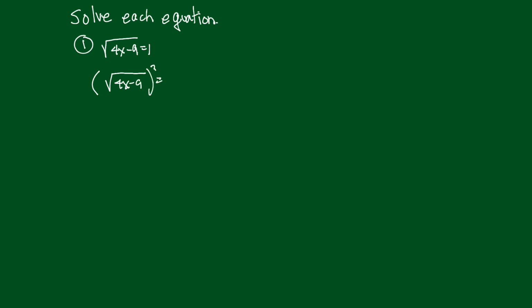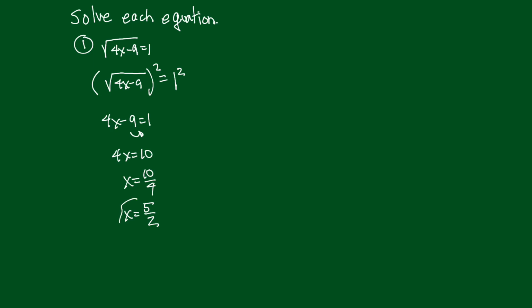All right, so what I'm doing is I'm just squaring both sides. So when I square the square root, the radical comes off. I get 4x minus 9 equals 1 squared is 1. Let's add that 9, so we'll get 4x equals 10. We'll divide by 4. We'll get x equals 10 over 4, or how about x equals 5 halves?